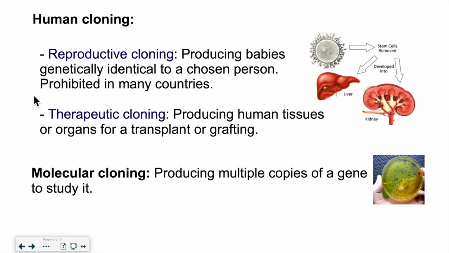All right, so then we have therapeutic cloning, which is producing human tissues or organs for transplant or grafting. So that way there's no rejection by the person, the recipient.